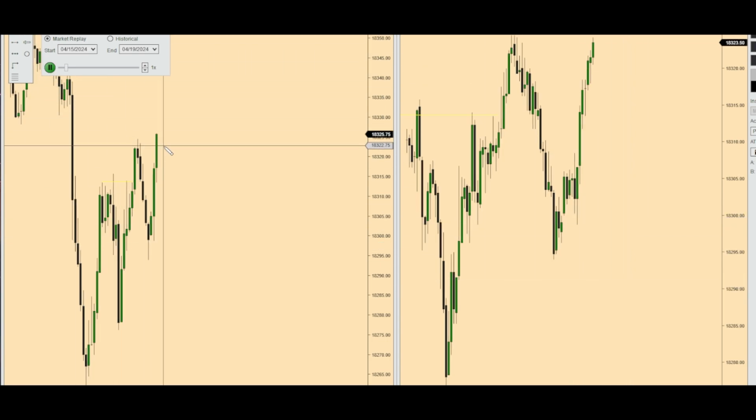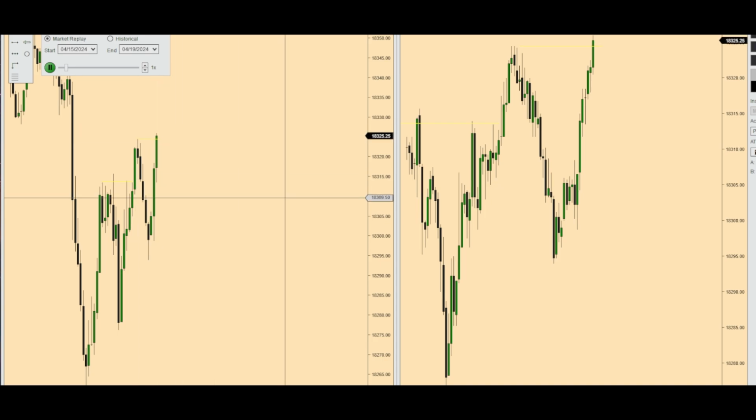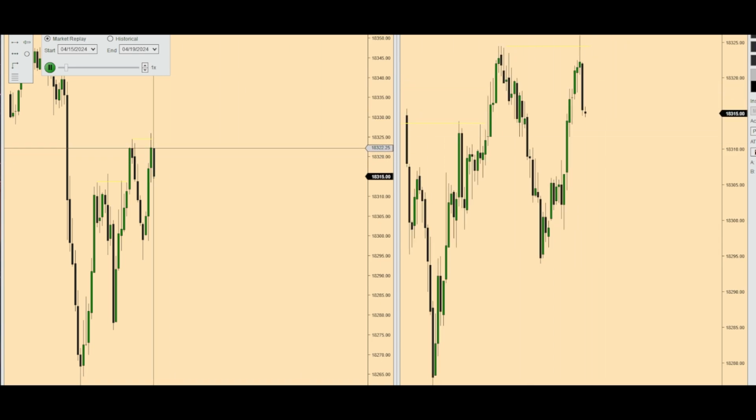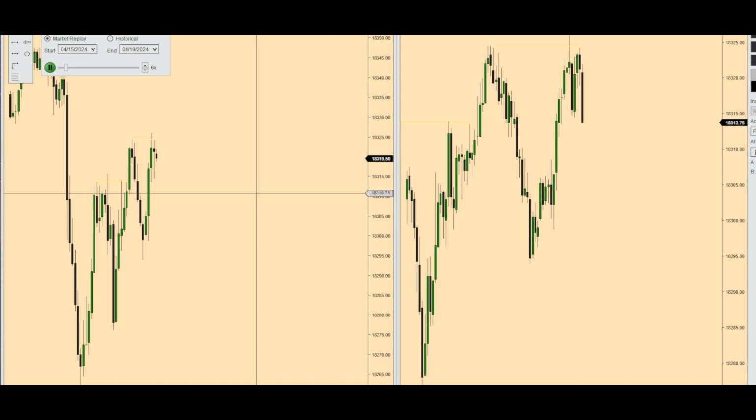And we'll just follow market structure. Let's see if we get a candle closure. We wicked above. So we got to be careful. We may start ranging, but I'm only going to be looking for longs. Only.